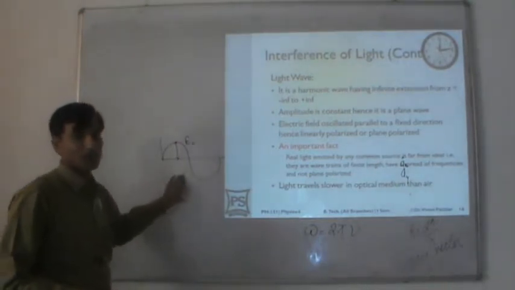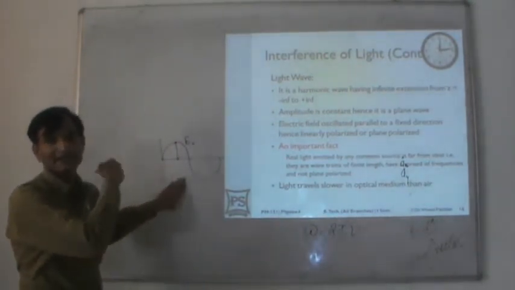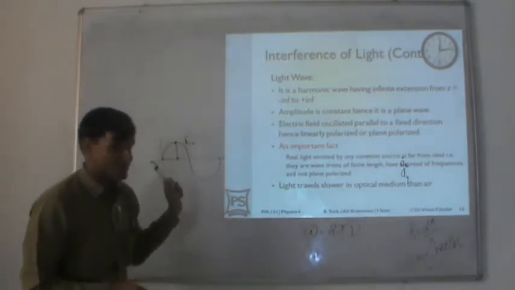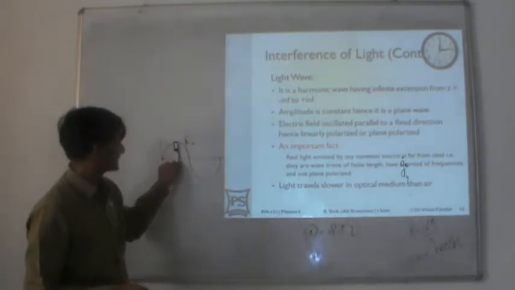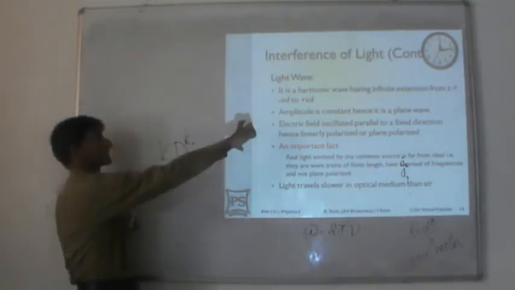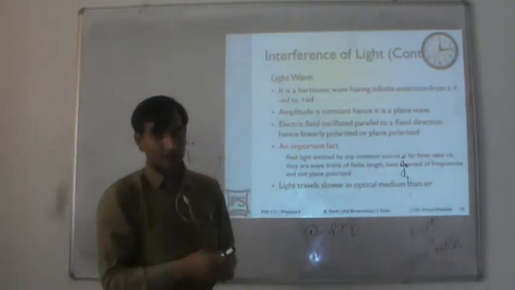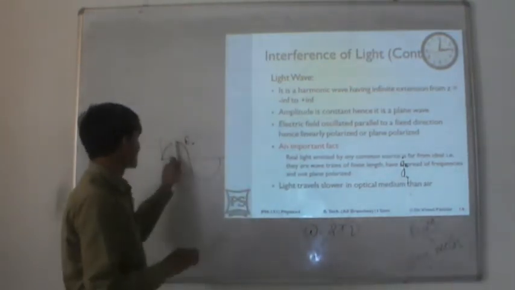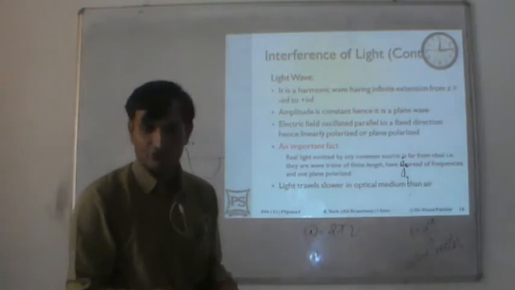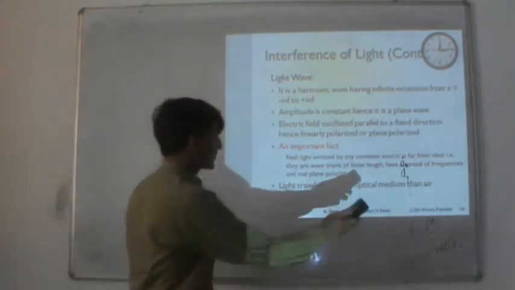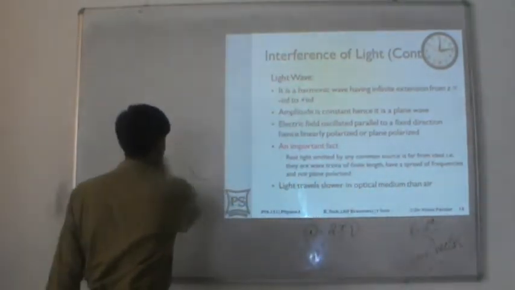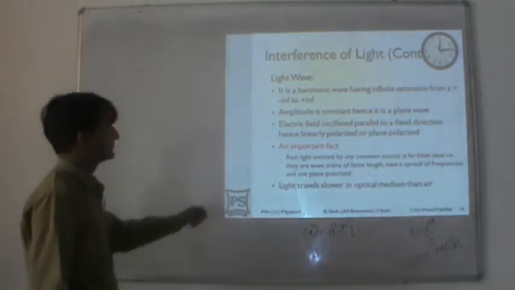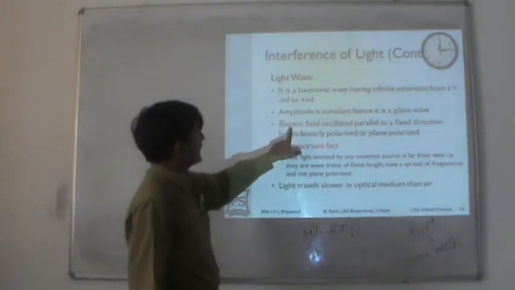So this harmonic wave has an extension from minus infinity to plus infinity. The amplitude of the wave is constant anyway, so this size or this distance remains the same throughout. When the wave is traveling from minus infinity to plus infinity, this remains constant, which is the amplitude of the wave. Normally we consider the electric field as the amplitude. You can consider the magnetic field also.